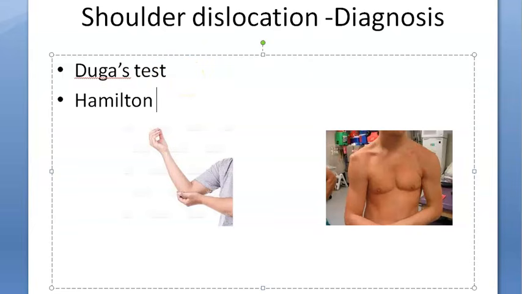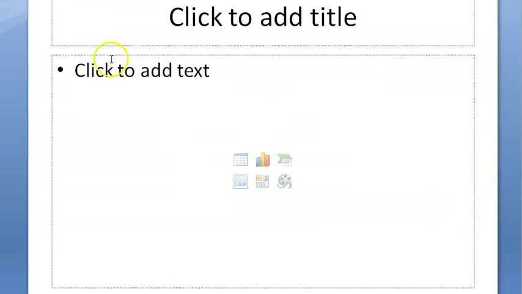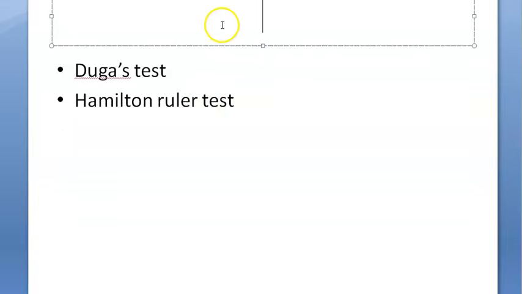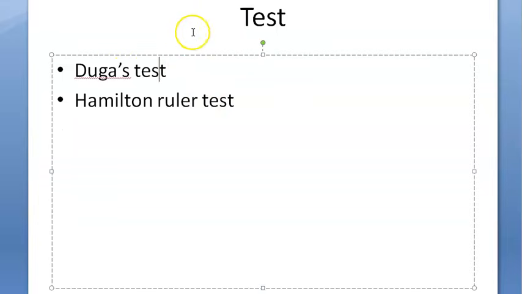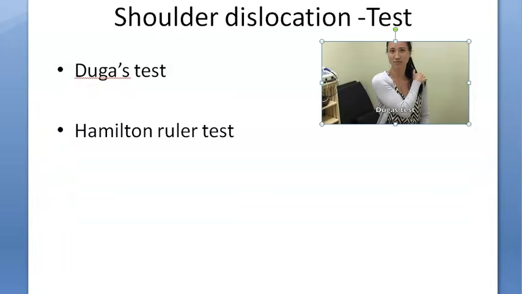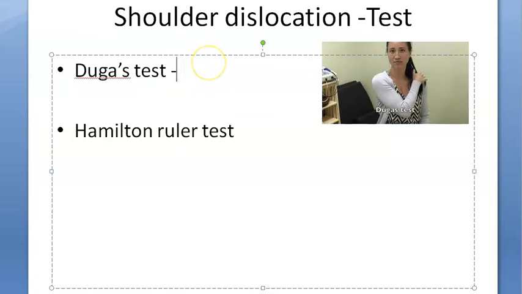Hamilton ruler test. See, this is how they present. After this only, you will do this Dugas and Hamilton ruler test for diagnosis. So, what is this Dugas test? This is Dugas test. What you're seeing here, there will be inability. They can't do this actually. Whatever she's done in the photo, they can't do. Inability to touch the opposite shoulder. They will have inability to touch the opposite shoulder.